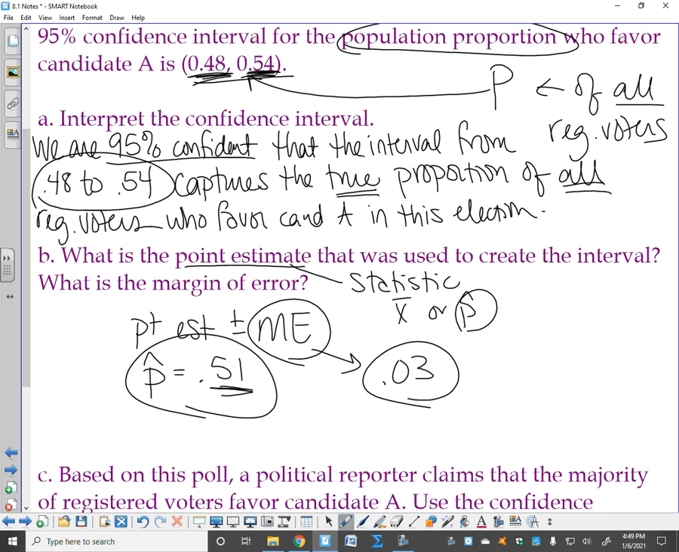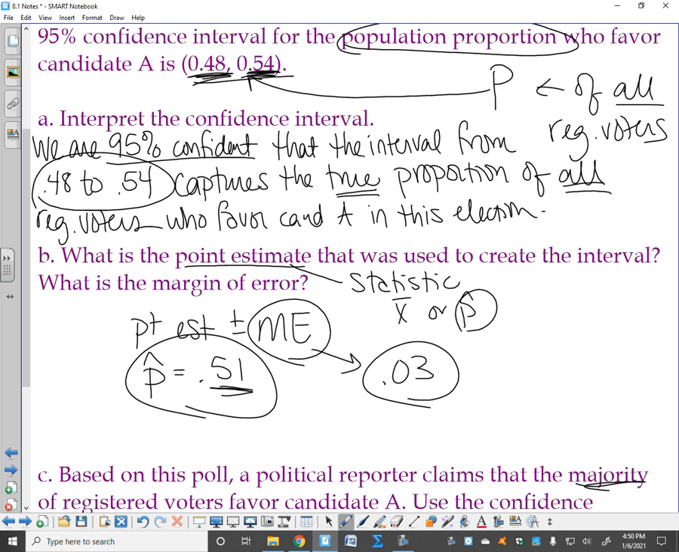He's saying that the majority means greater than 50%. Well, my interval contains values that are less than 50%. I mean, yes, it contains values that are over 50% as well. And the true proportion is only one of those values. It is only one value from 0.48 to 0.54. And I'm 95% confident that it's in there.